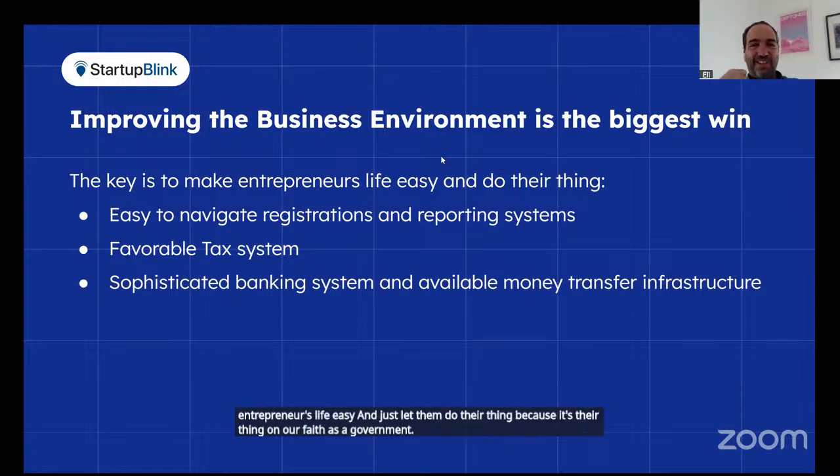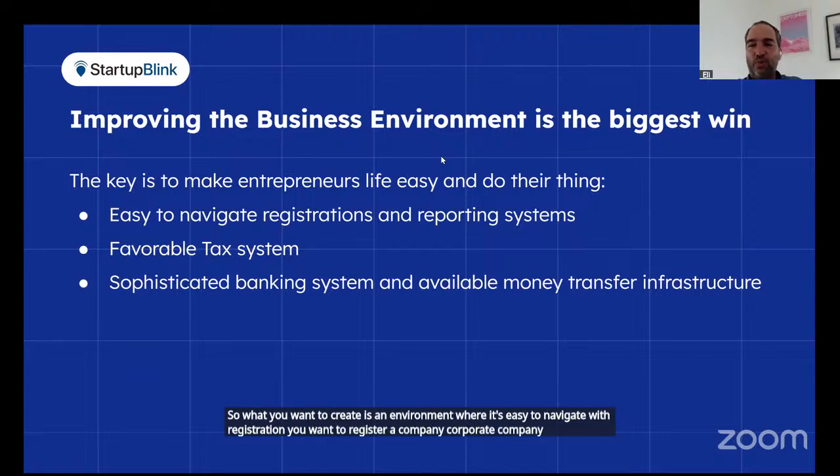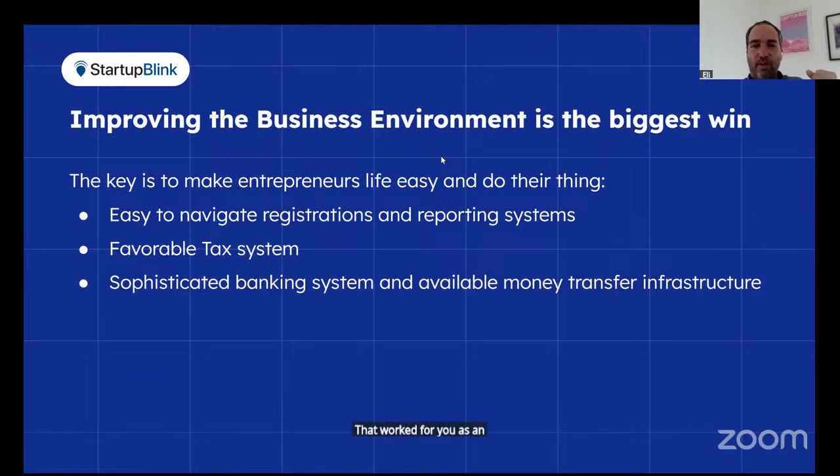So what you want to create is basically an environment where it's easy to navigate registration. You want to register a company, incorporate a company, super easy. Easy to file your annual report. No one's going to ring you and start threatening you with tax stuff and things like that. It's basically an environment that works for you as an entrepreneur. A favorable tax system is important.